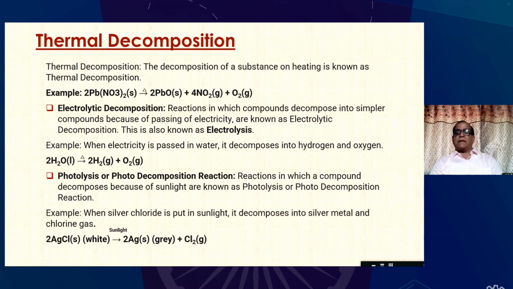Photolysis or photodecomposition reaction: those reactions in which a compound decomposes because of sunlight are known as photolysis or photodecomposition reactions. When silver chloride is put in sunlight, it decomposes into silver metal and chlorine gas. It is an example of photolysis. So these are the three types of decomposition reactions: thermal decomposition, electrolytic decomposition and photodecomposition reactions.